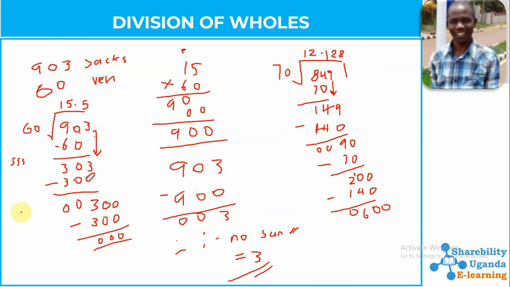8 times what? 8 times 7. What is 8 times 70? Someone with an answer? Someone gives us an answer.